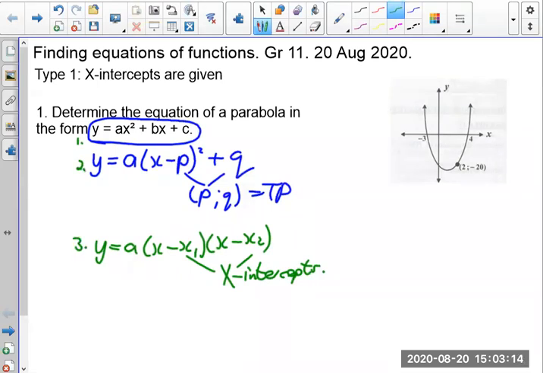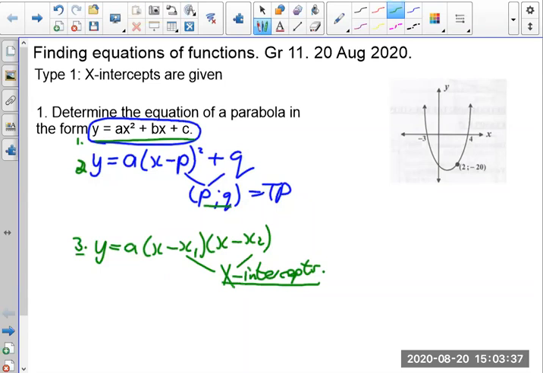Now they're going to ask you in the form of the first one, but you're not going to start there. Depending on the sketch, you're going to decide: if I have the turning point, I'm going to start with equation number 2. If I have the x-intercepts, I am going to start with equation number 3.